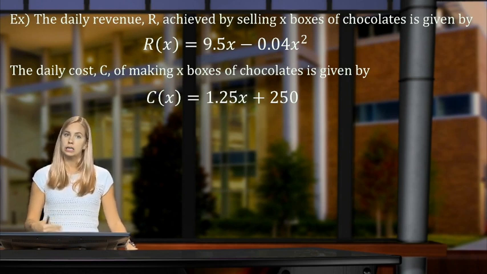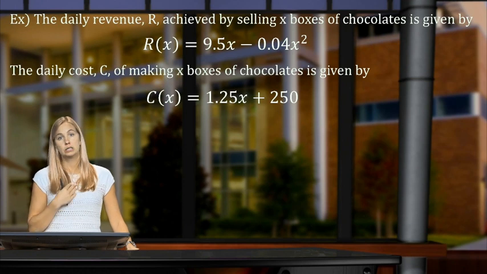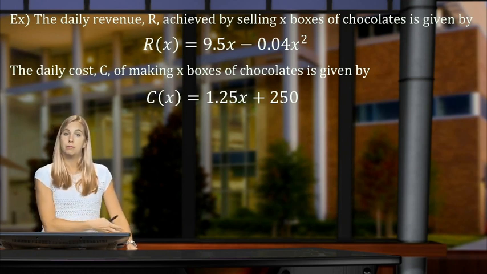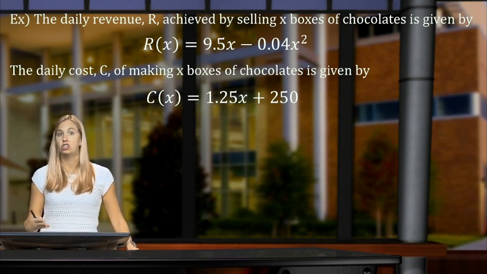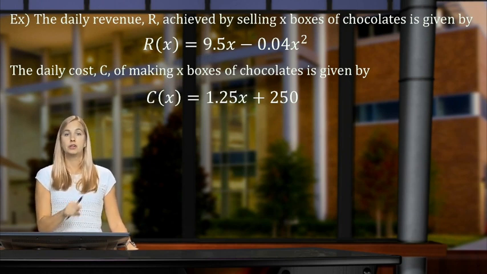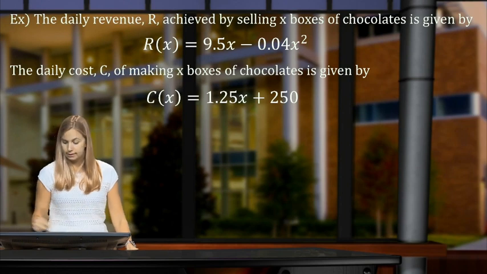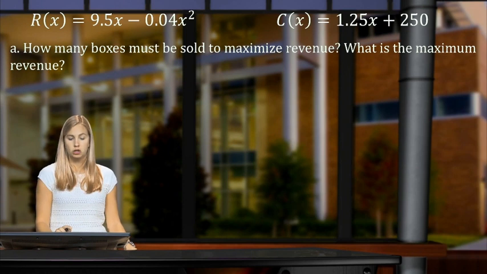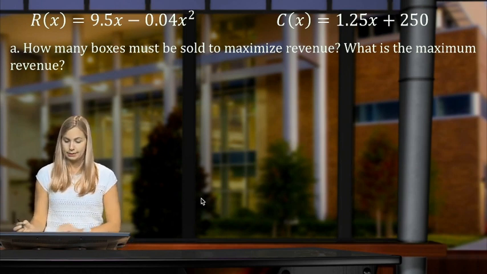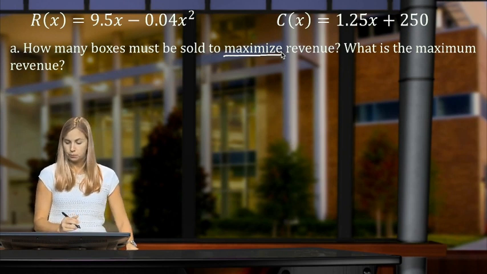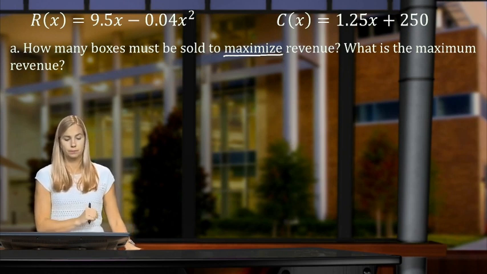Now, we've talked about the idea of cost and revenue. Remember, cost is what we spend to produce these chocolates, where revenue is the money that's coming in from selling these chocolates. Please make sure you remember the difference between revenue and profit, because they're not the same thing. Profit is what we have left over after we've paid for all of our costs. How many boxes of chocolates must be sold to maximize revenue? We want to maximize the revenue. And then what is the maximum revenue?